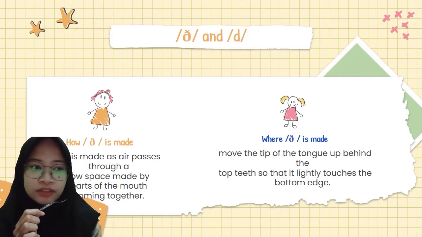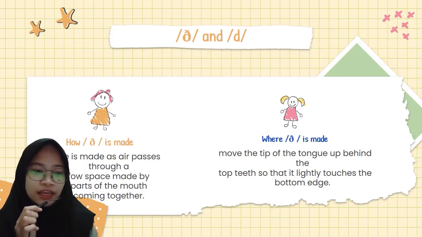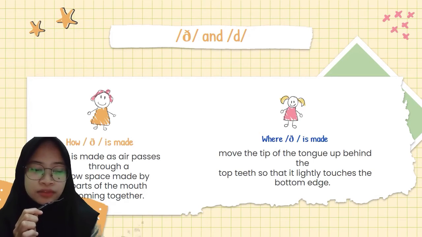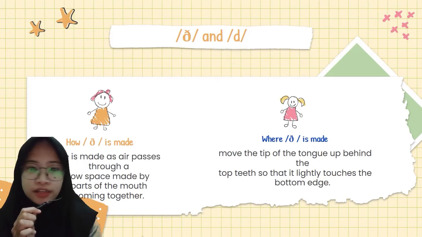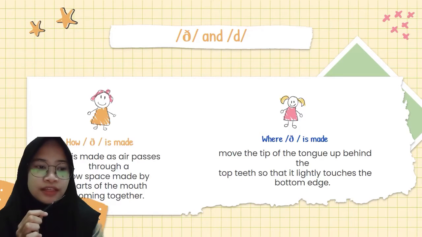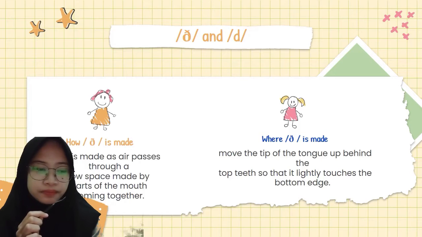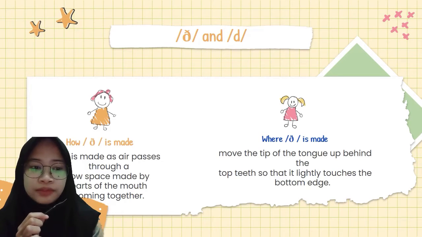And for the sound, to make this consonant, move the tip of the tongue up behind the top teeth so that it lightly touches the bottom edge. Make sure that the tongue is on the teeth and not behind them on the alveolar ridge, or you make an s sound. Be careful also not to press too hard because the air must move between the top teeth and the tongue. If you find this sound very difficult to make, try putting your tongue tip behind the top and bottom teeth to practice the sound. When you can do it that way, try moving your tongue back behind the teeth to make the sound.